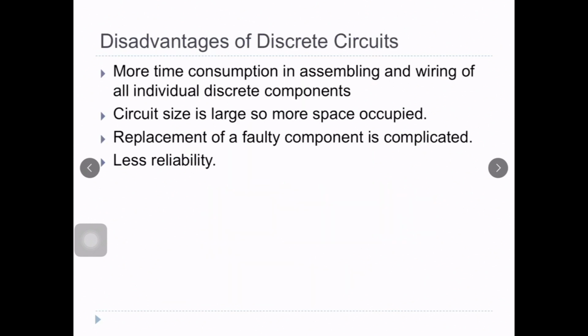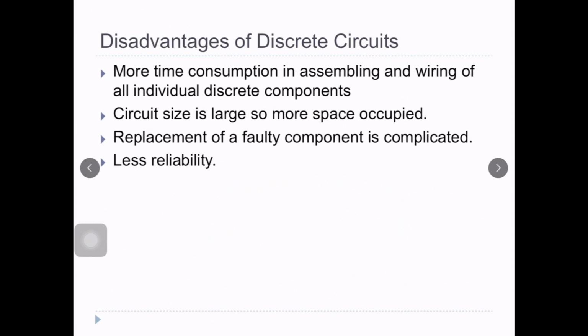Now the disadvantages of discrete circuits. As you have seen, the discrete circuit is very well. So first, the time consumption in assembling and wiring of all the individual discrete components is very high as compared to the integrated circuit. And the circuit size is also large because the size of the component is large, so the space occupied by the circuit is also very large.